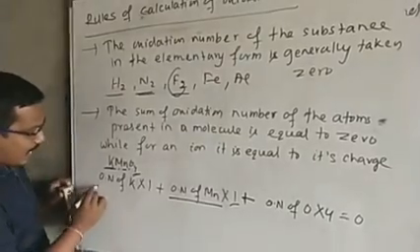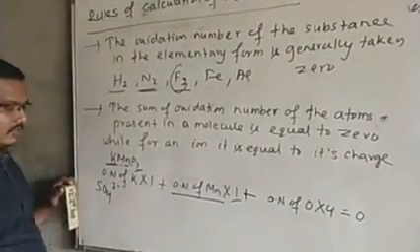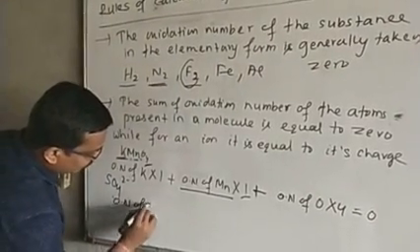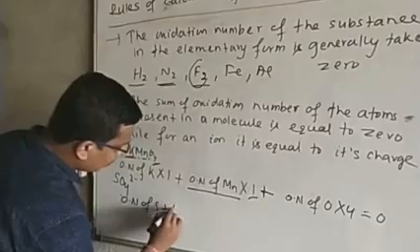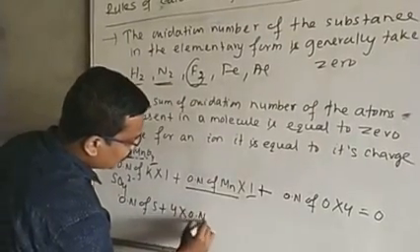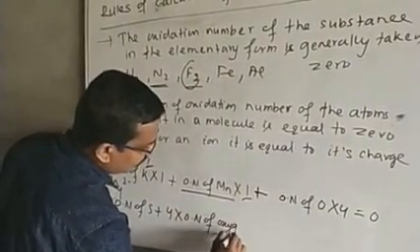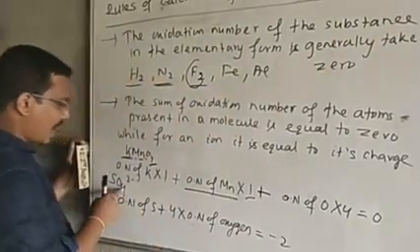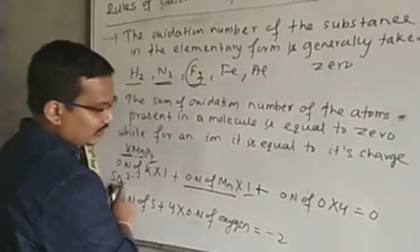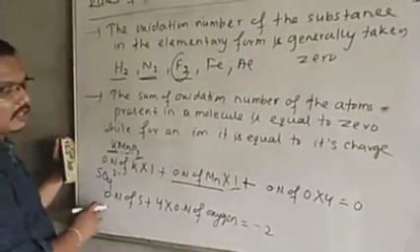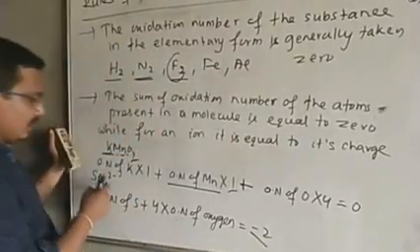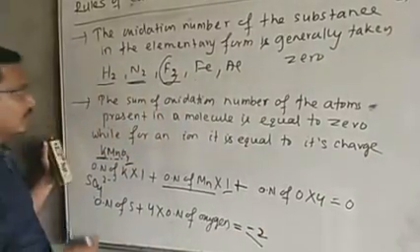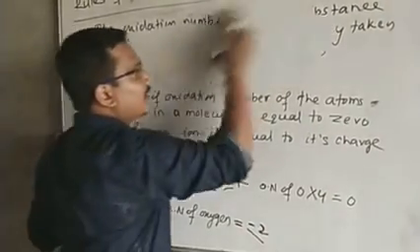For example, take the ion SO4 2 minus. The oxidation number of sulfur plus 4 into the oxidation number of oxygen is equal to minus 2 because it is an ion. In case of an ion, the sum of the oxidation numbers of the atoms is equal to its charge. Your charge is minus 2, so we write it equal to minus 2. Simple.